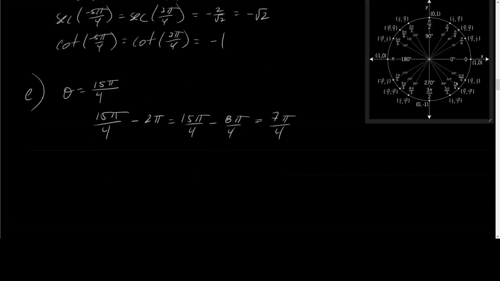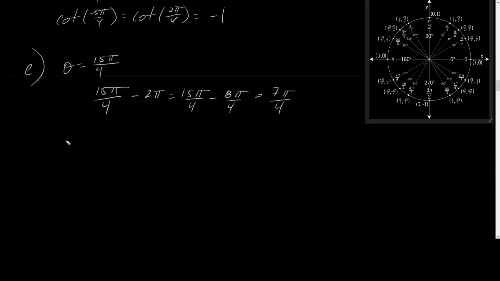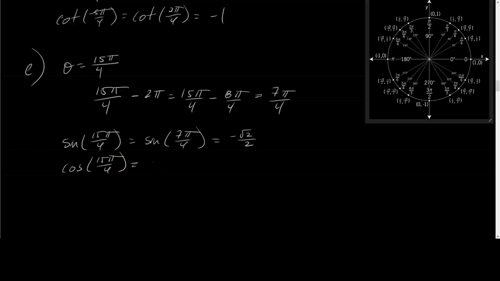So now we can just go ahead and say, for the 6 trigonometric function values, sine of 15 pi over 4 is simply sine of 7 pi over 4. And from the unit circle, that's negative radical 2 over 2. Similarly, cosine of 15 pi over 4 is cosine of 7 pi over 4, which is radical 2 over 2. And again, I'm looking at this part of the unit circle, at this coordinate.